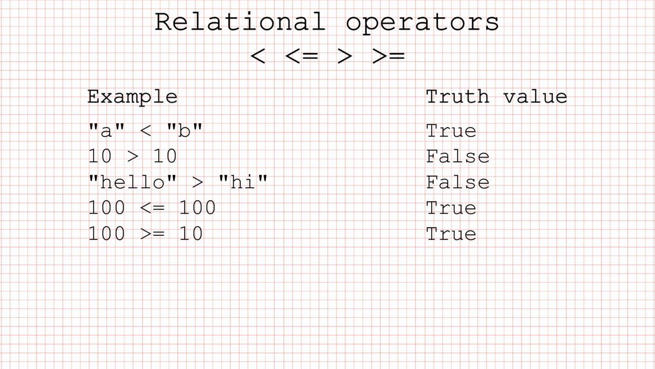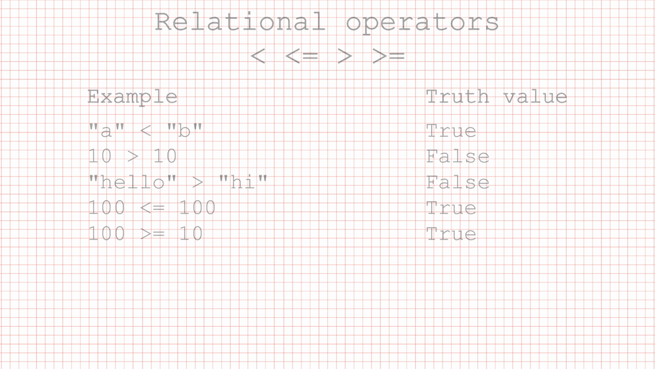And if we want to check if one expression is less than or equal to, or greater than or equal to another, we can write the less than sign with an equal sign together with no space between them, or the greater than sign and an equal sign together with no space between them. These comparison operators are more commonly used on numeric expressions.